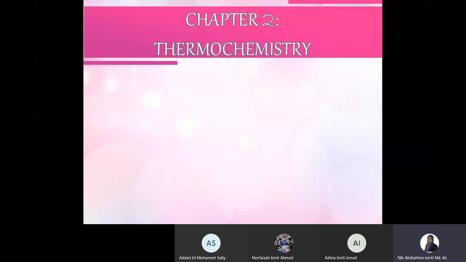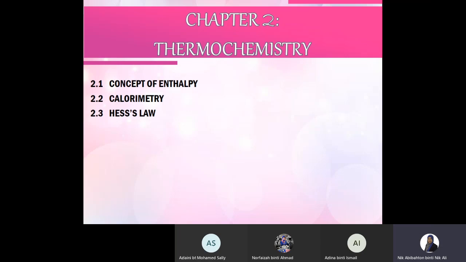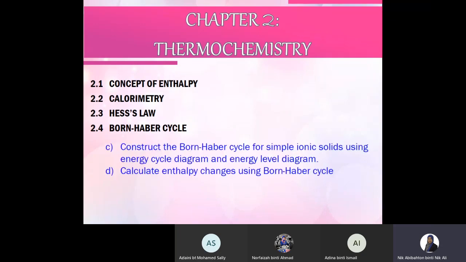So topic 2, thermochemistry. In this chapter, we have 4 subtopics: 2.1, concept of enthalpy, 2.2, calorimetry, 2.3, Hess's law, and 2.4, Born-Haber cycle, which is our focus for today. The learning outcomes we are going to try to achieve: we construct the Born-Haber cycle for simple ionic solid using energy cycle diagram and energy level diagram. Another one, we calculate the enthalpy changes using Born-Haber cycle.